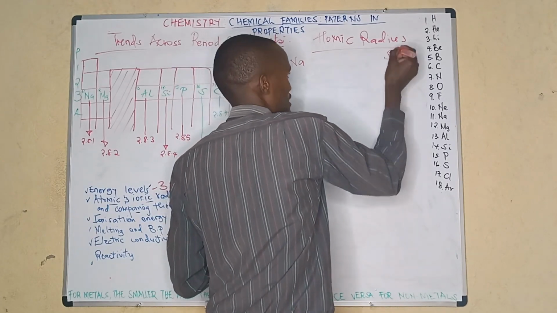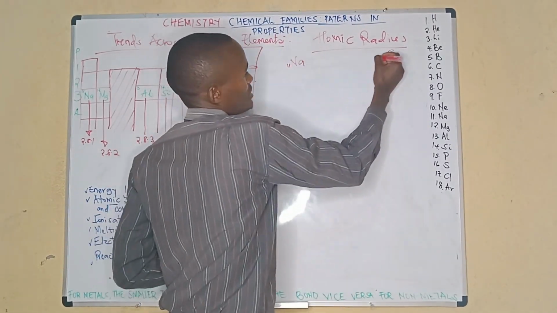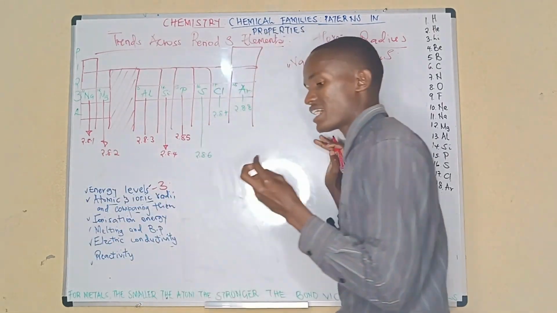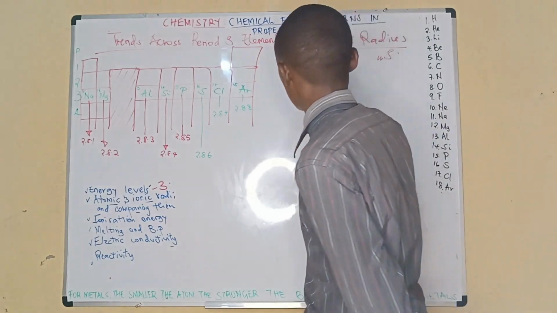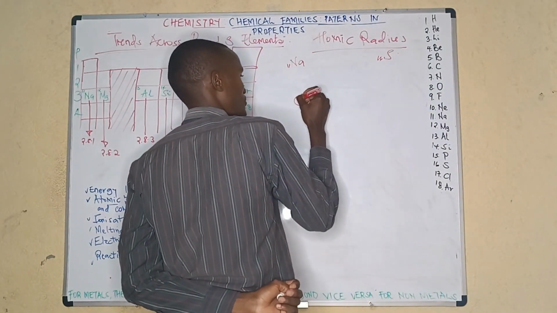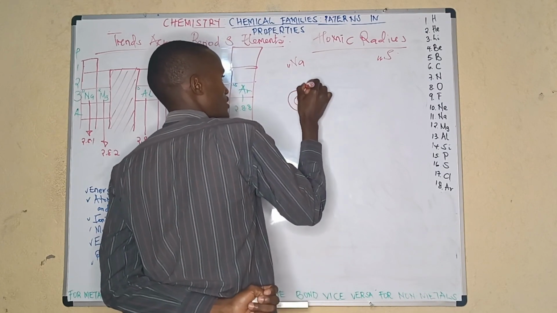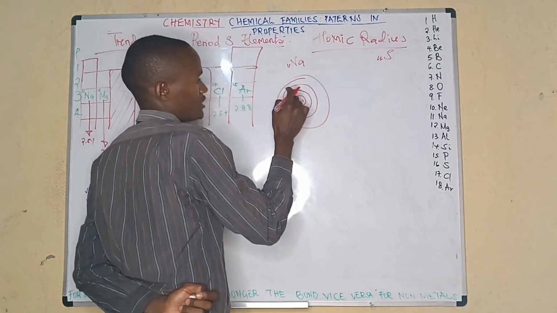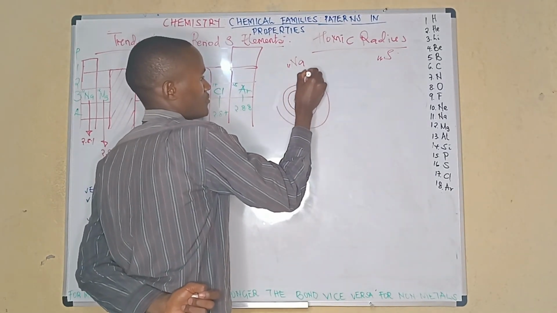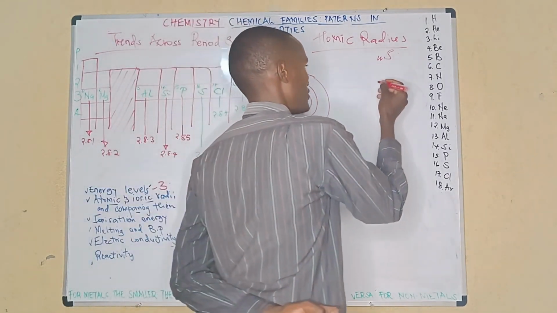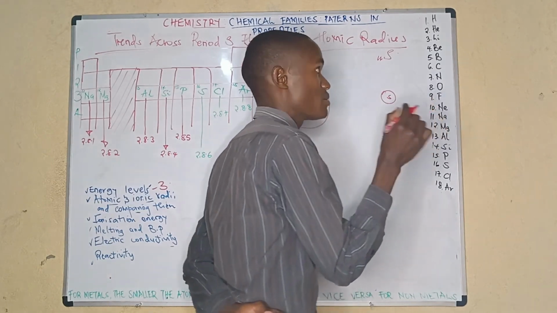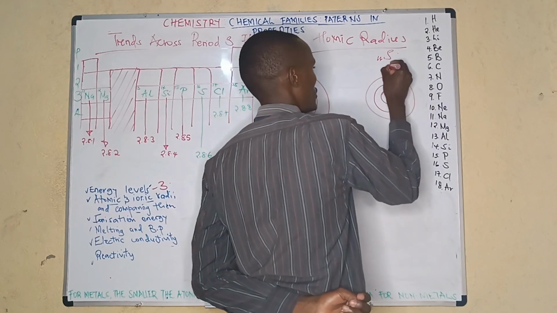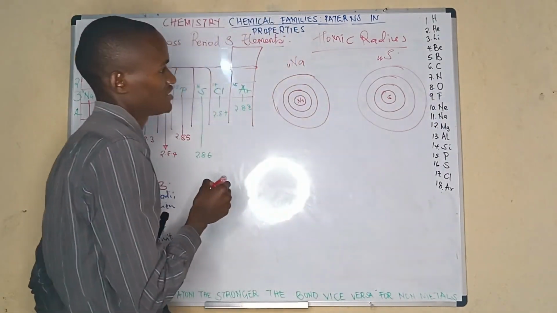Sodium and sulfur. Good. This is atomic number 11. This is atomic number 16. Configuration 2, 8, 1 and 2, 8, 6. They both have 3 energy levels. Therefore, this is the nucleus of sodium, and then 2, 8, 1. The nucleus of sulfur is over there. So they have the same number of energy levels: 2, 8, 6. They are not of the same size.